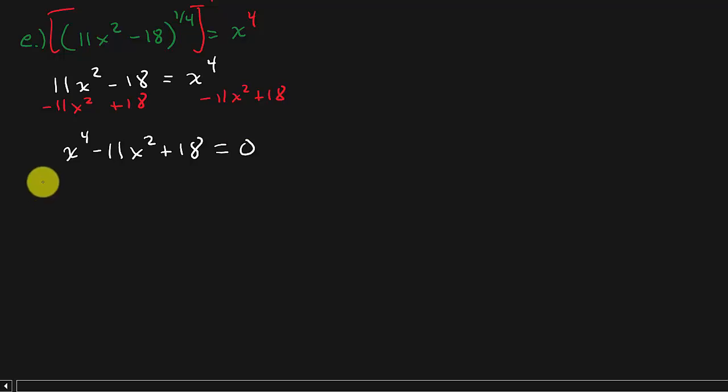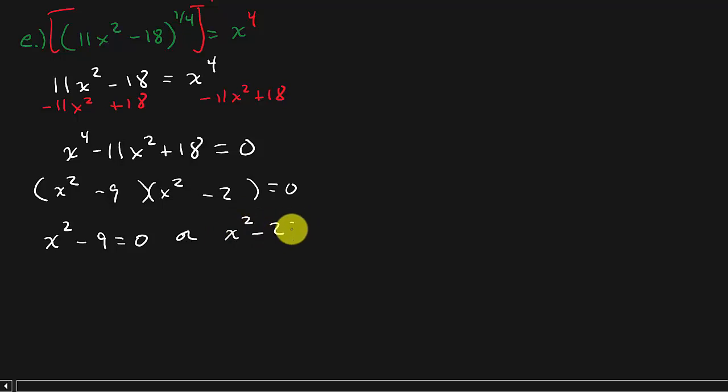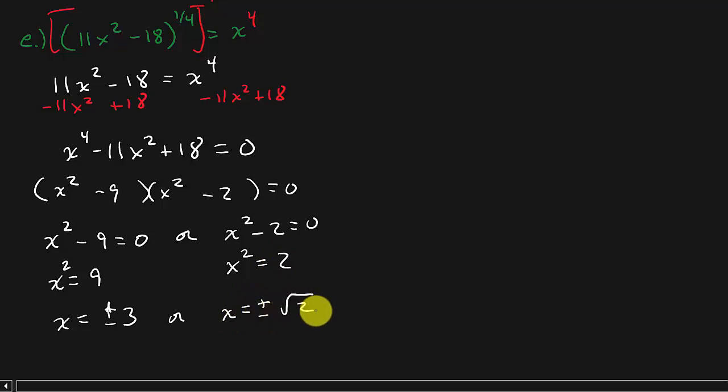All right, so now let's see. I hope this factors. I think it will. So let's see. We've got x squared minus 9 times x squared minus 2. And so x squared minus 9 equals 0, or x squared minus 2 equals 0. So x squared equals 9, x equals plus or minus 3, or x squared equals 2, x is equal to plus or minus square root of 2. All right.